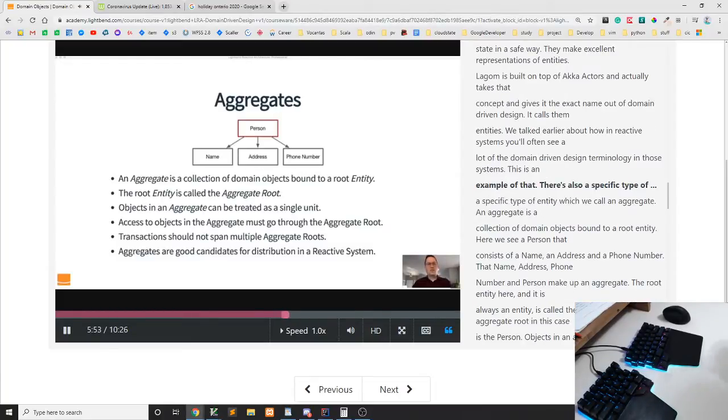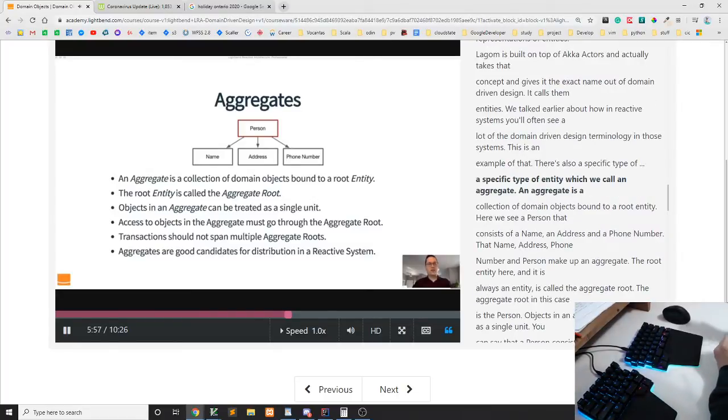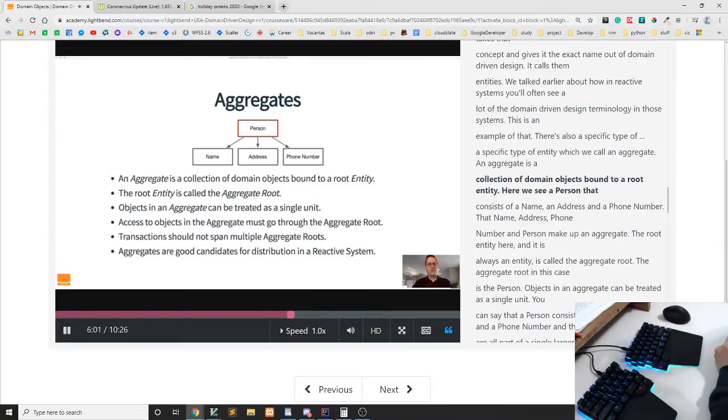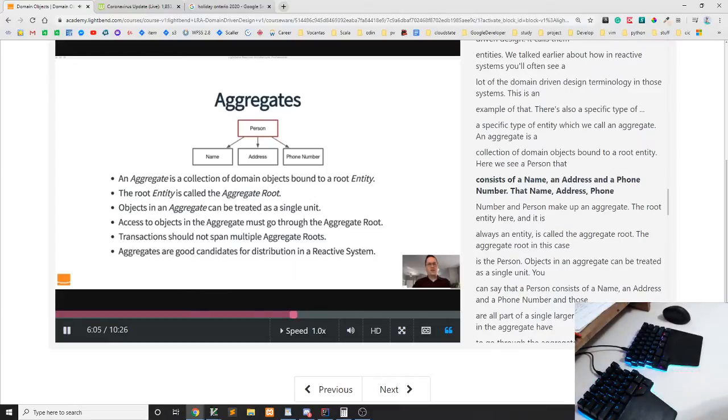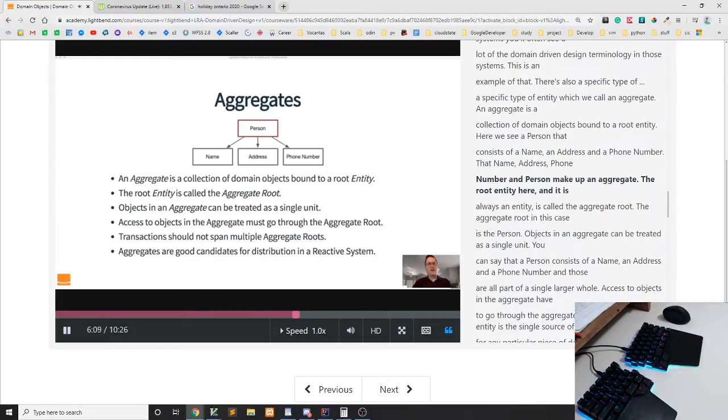There's also a specific type of entity, which we call an aggregate. Now, an aggregate is a collection of domain objects bound to a root entity. So here we see a person that consists of a name, an address, and a phone number. That name, address, phone number, and person make up an aggregate.